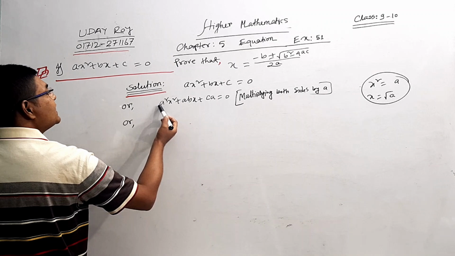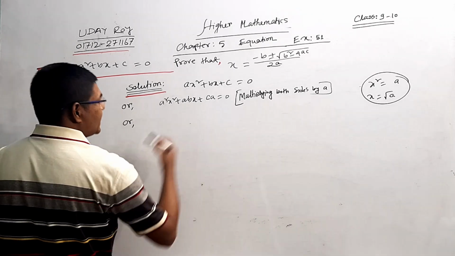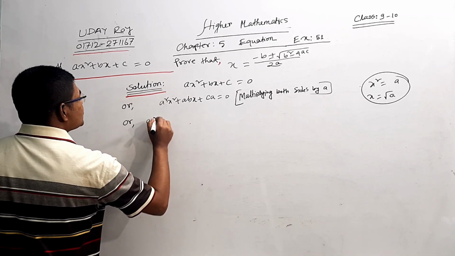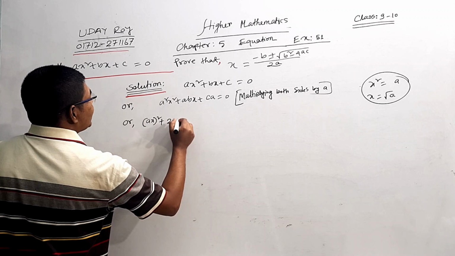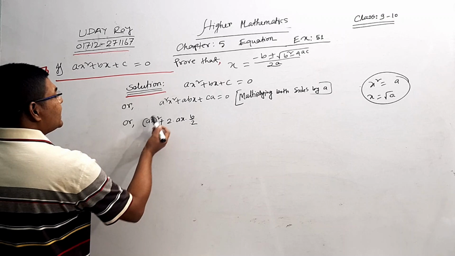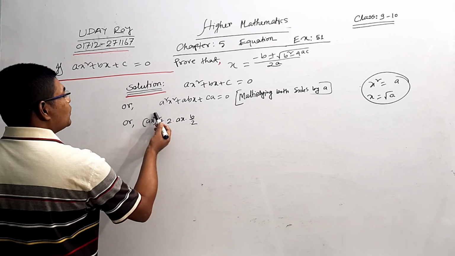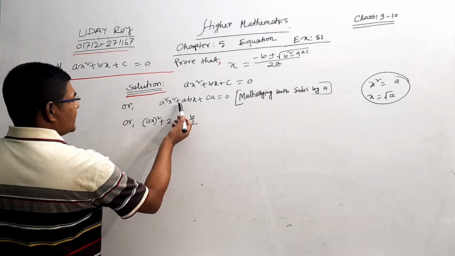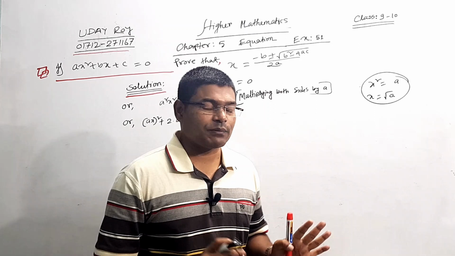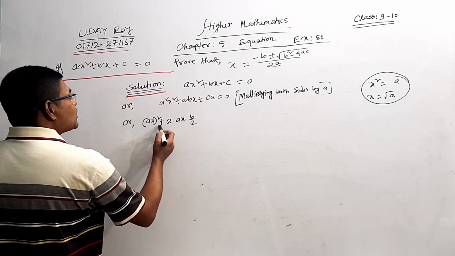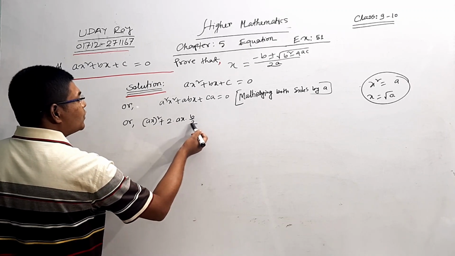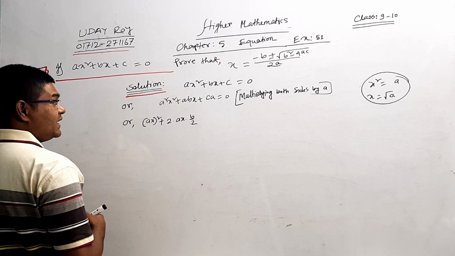For this we get a square x square plus abx plus ca equal to 0. Here is ax whole square, a square x square, that means ax whole square. Here is plus, here is plus. So we will try to convert into a plus b whole square position. For this, here is a square plus twice a b. Here is b, that means b by 2. 2 cut, easily we will get abx.